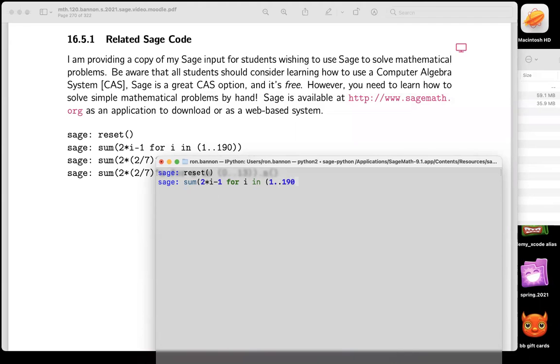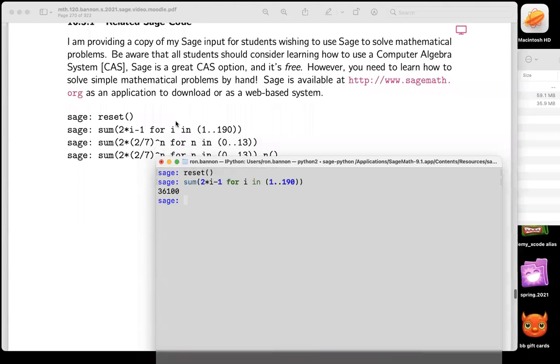Now we've done this by hand. It's an easy sum to do by hand. Now by hand, I'm not saying you would do 1, 2, 3, 4, 5 up to 190, but it's not a bad sum to do if you understand this is arithmetic and we have ways to do arithmetic sums.